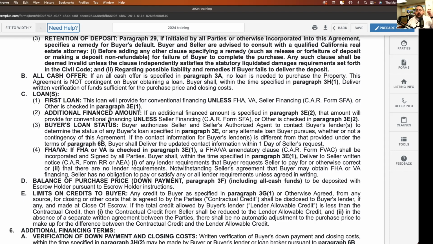Okay? You guys have to stop fighting. The listing agent has the right to communicate with your lender, and you've got to stop thinking that you can hide away your lender and that they're not supposed to talk to them. Okay?